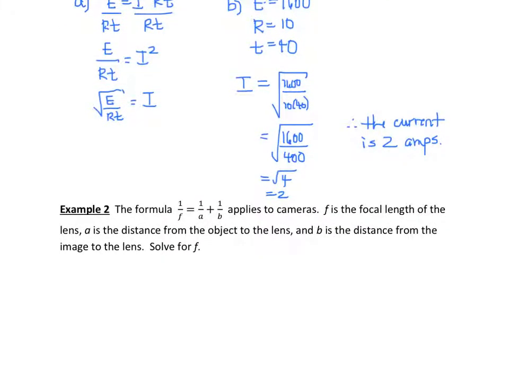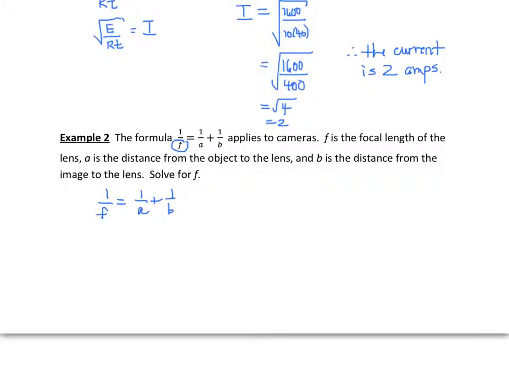In the next example, I have a formula that applies to cameras. So in this formula, F is the focal length of a lens, A is the distance from the object to the lens, and B is the distance from the image to the lens. And we are asked to isolate the variable F in this formula. So right now, this formula is written as 1 over F is equal to 1 over A plus 1 over B. The first thing I would want to do is combine the two fractions on the right-hand side of the equation.